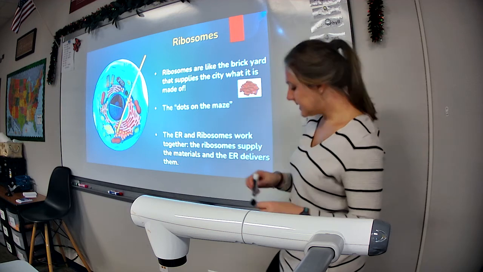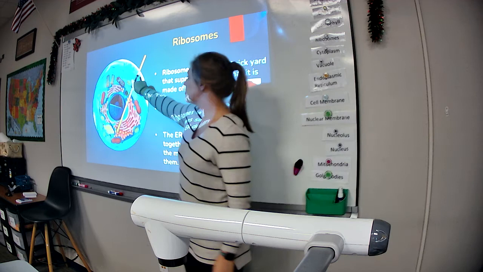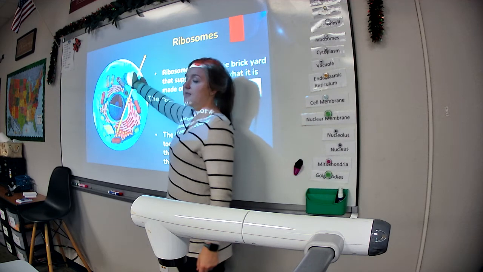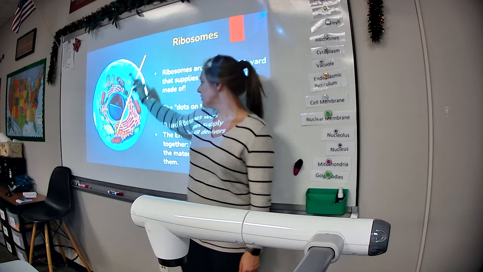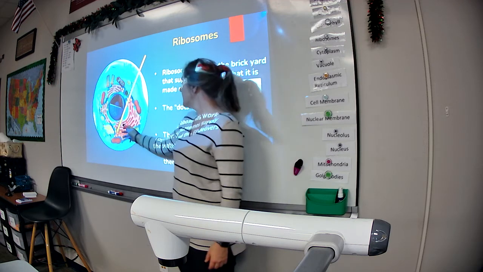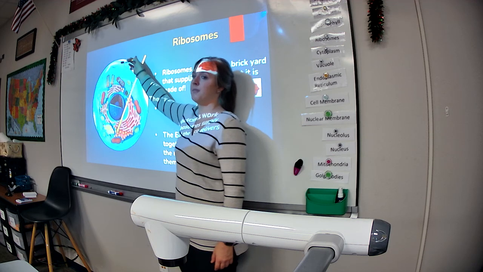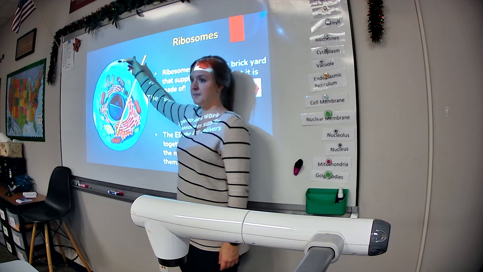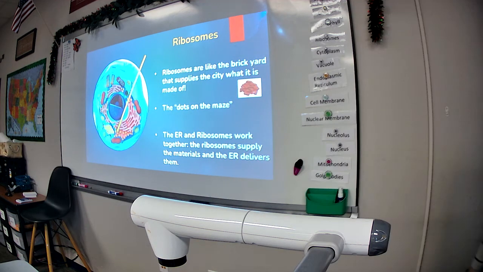Okay? Let's say something bad happens and the cell membrane maybe gets destroyed up here. Okay? The cell needs to produce proteins to then build that part back up. So the ribosomes will produce the proteins. The ER will deliver them to that spot and then build it back up. Okay? The ER. All right. Those are the ribosomes.